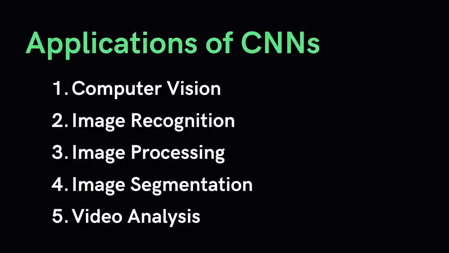Convolutional neural networks are used heavily in the field of computer vision and work well for a variety of tasks, including image recognition, image processing, image segmentation, video analysis, and natural language processing.